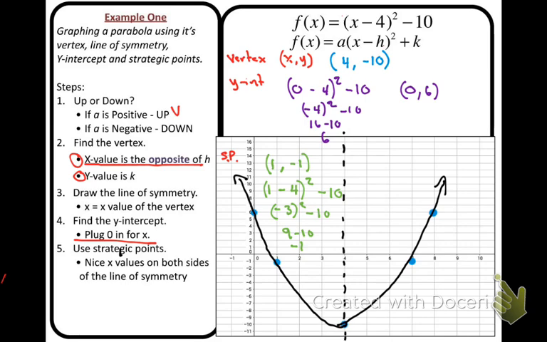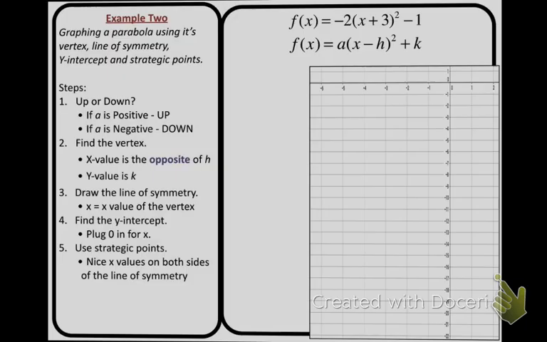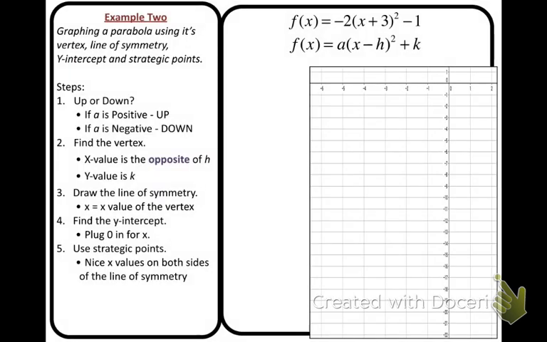Okay, example 2. We're given negative 2 times x plus 3 squared minus 1. Step 1, does it open up or down? We look at our a value. It's a negative 2, so we know it opens downward. So we're going to have a sad parabola.